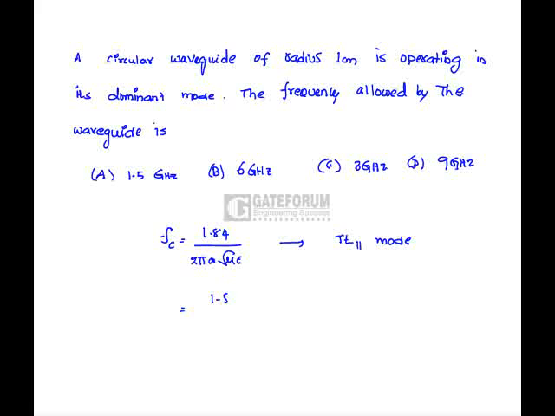So 1.84 into 3 into 10 power 10 divided by 2 pi into 1 centimeter, which is equal to 8.79 gigahertz. So the frequency allowed by the circular waveguide must be greater than this frequency, only then will it allow propagation. That is, option D is correct, because it is greater than the cutoff frequency.